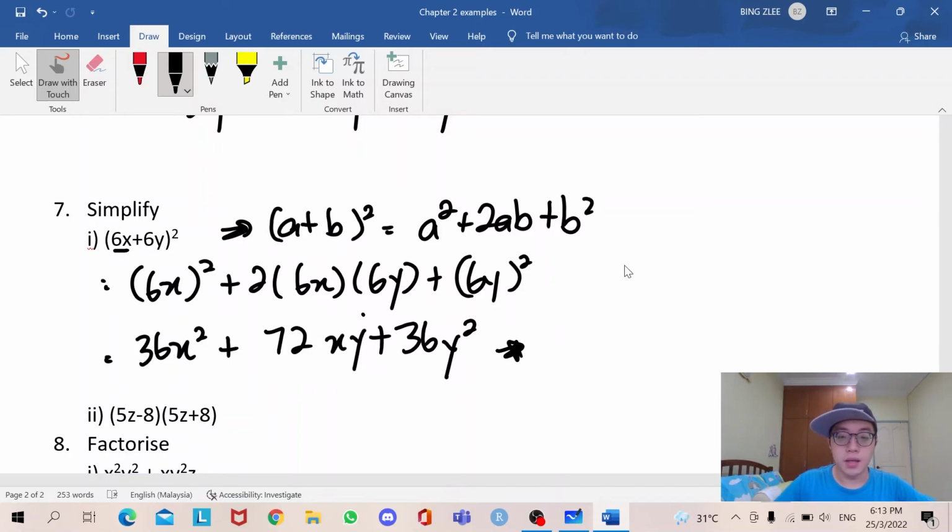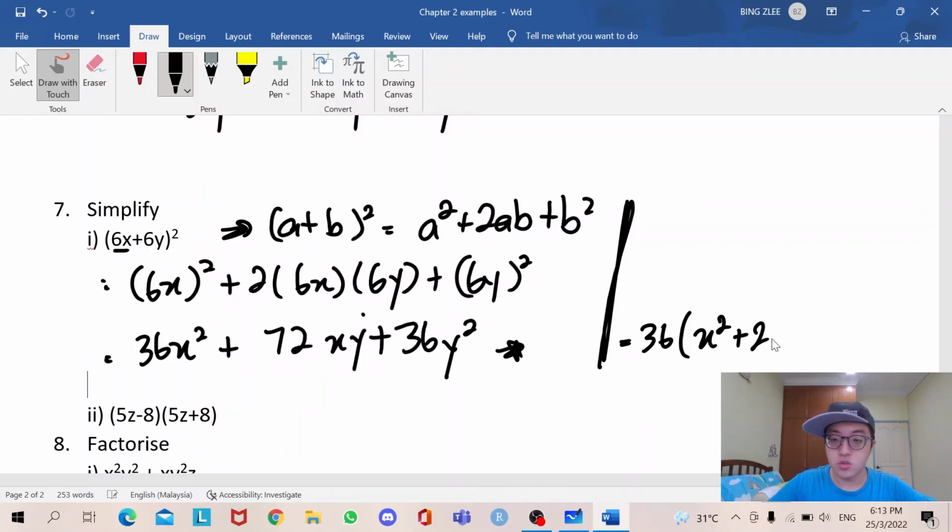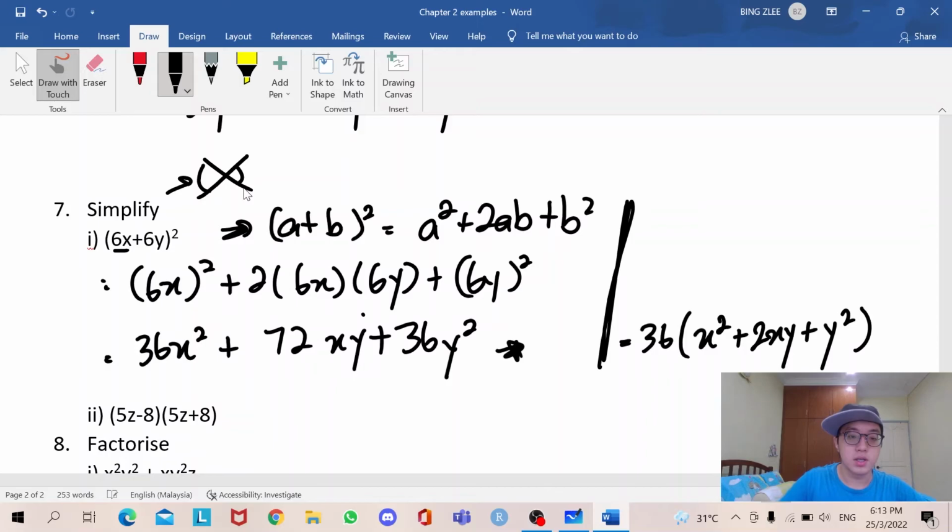And if the question asks you to factorize out the common terms, it will be equals to 36 times (x squared plus 2xy plus y squared). But this is not necessary because if the question says simplify, then we don't want to see brackets. So this is just for your information.